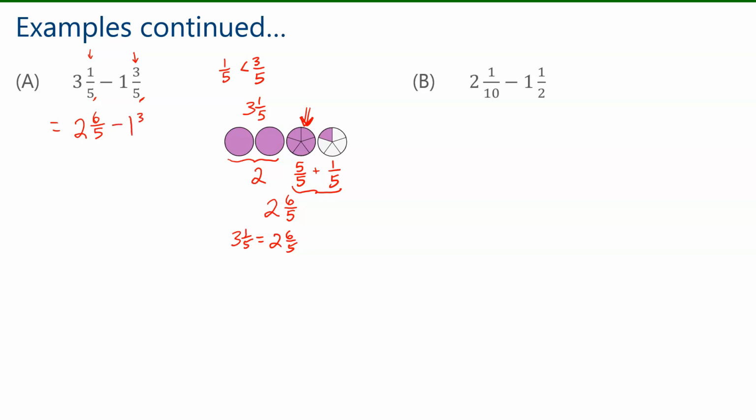Subtract 1 3/5. Next step in the process, we can now subtract the whole number parts. I have a 2 subtract 1, which gives me a 1. And then I subtract the improper fraction, 6/5, and the proper fraction, 3/5. And 6/5 minus 3/5 gives me 3/5. Simplest form for the fraction, so 1 3/5 is my final answer.